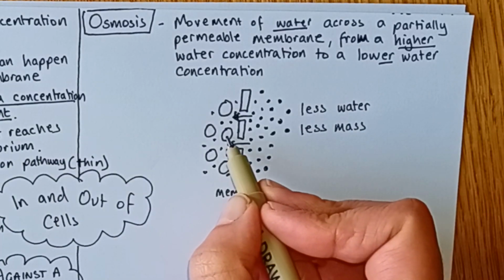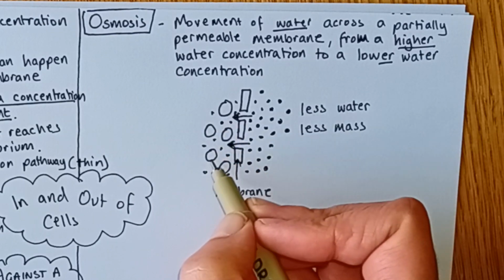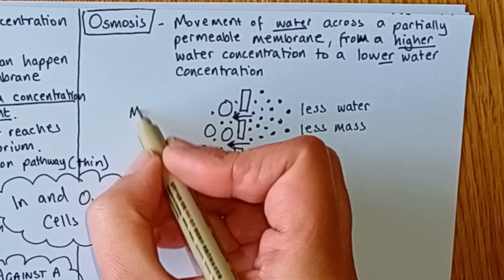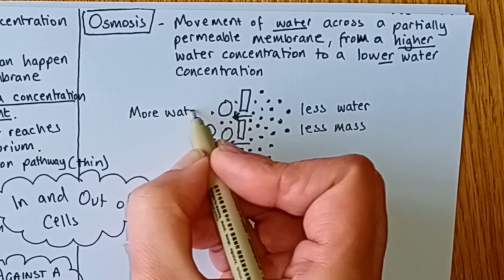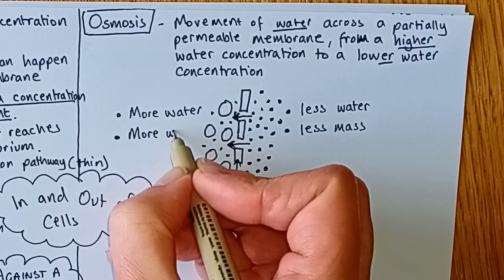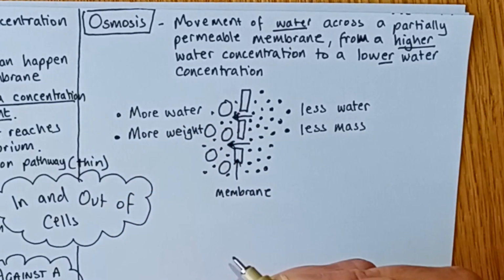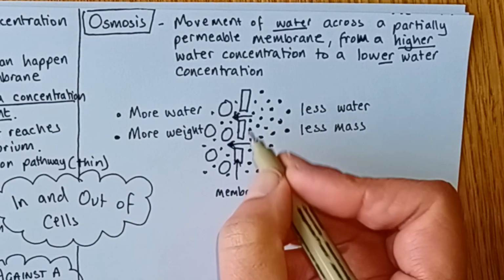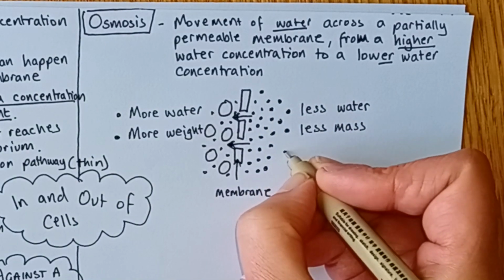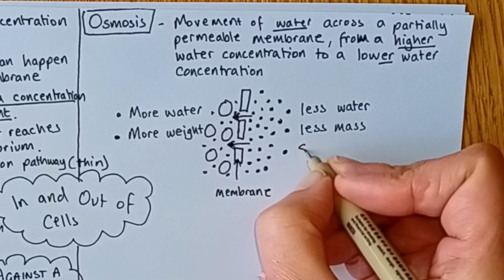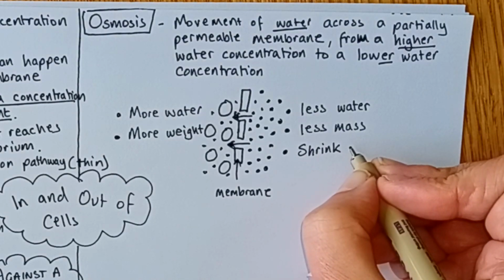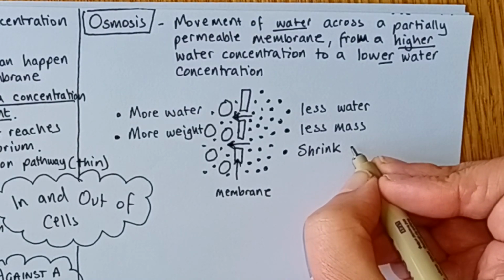And this side, equally, the one with the sugar in, or the one with the protein in, or the one with the salt in, water has moved into it. So there is now going to be more water, which means it's going to weigh more. And if we're thinking about the shape of the organism, as water moves out, if this is sealed in a membrane, this is going to shrivel up or shrink. And if that happens in a plant cell, we call it plasmolysis.